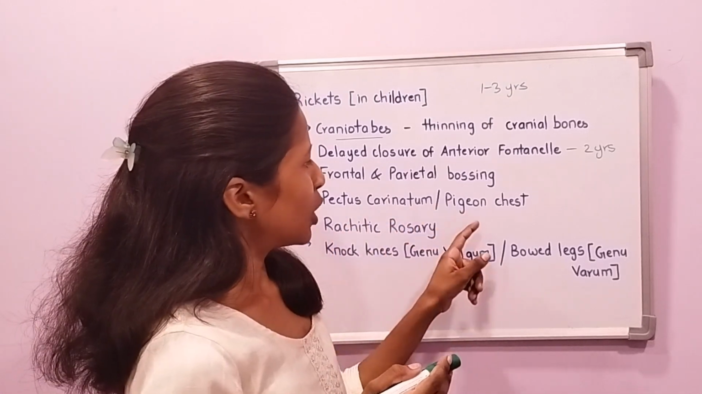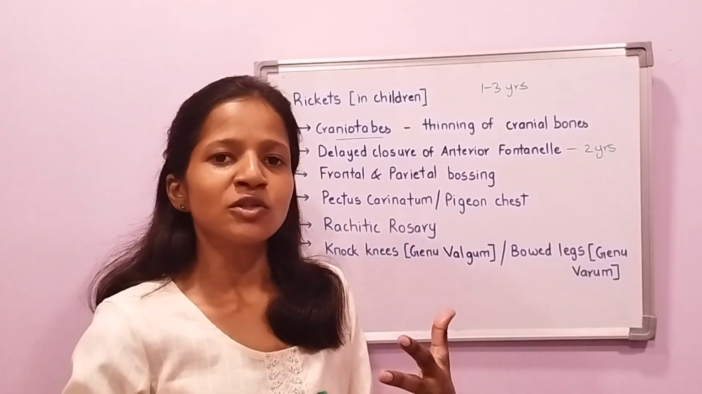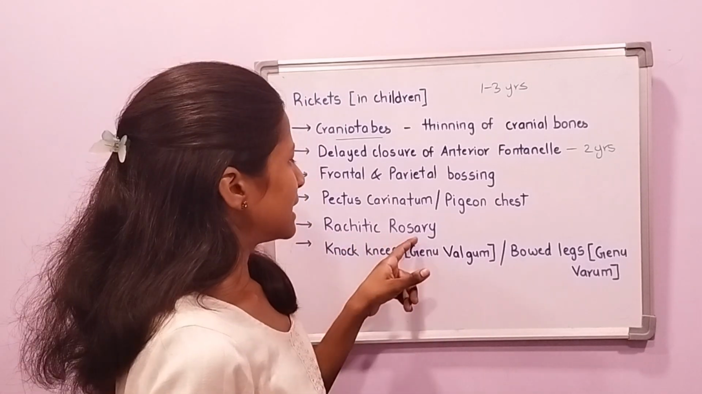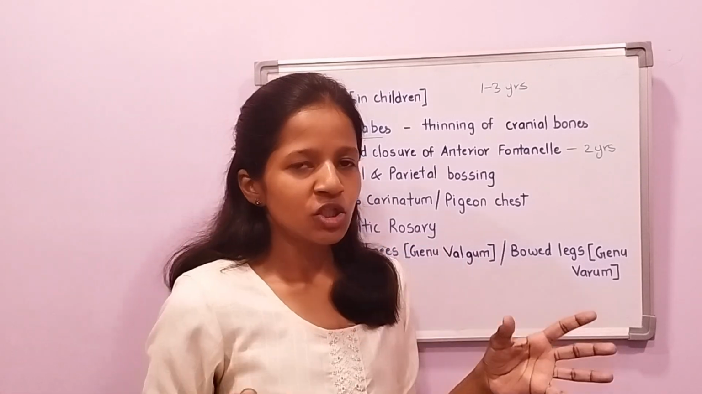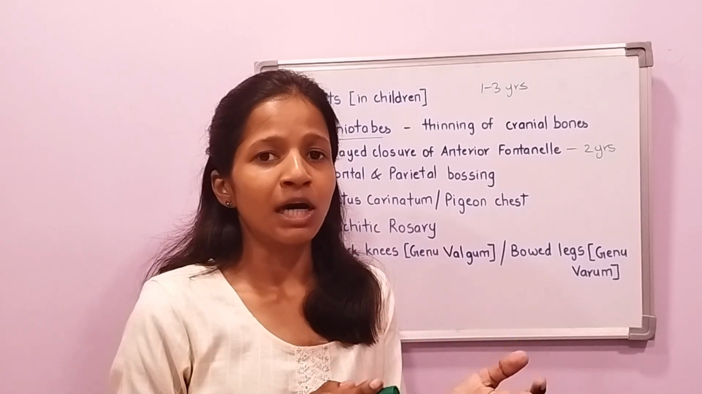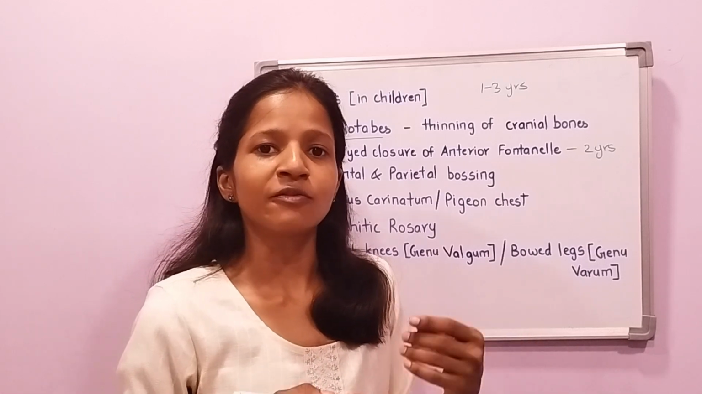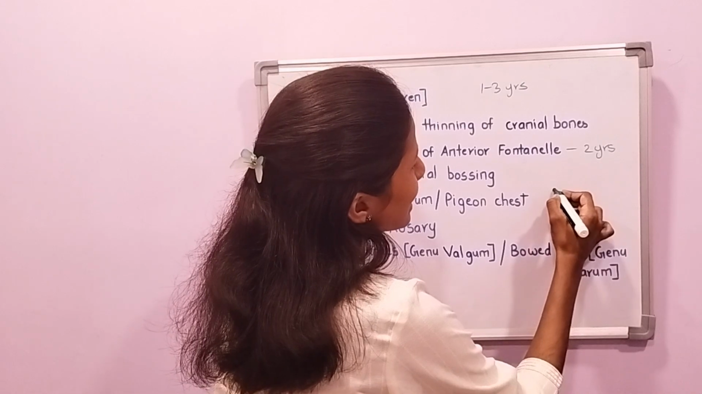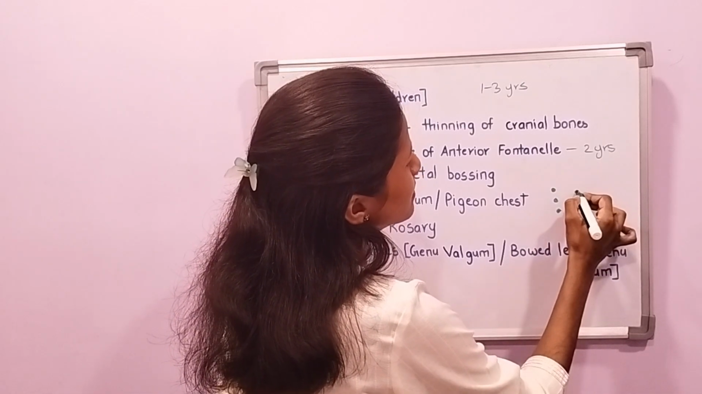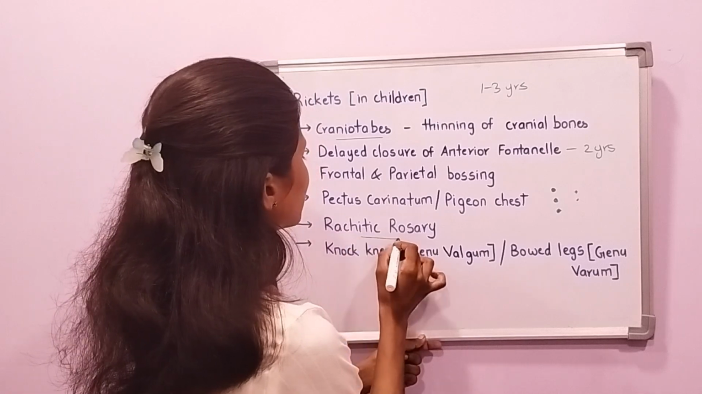Pectus carinatum or pigeon chest is an undue prominence of the sternum, so there is a protrusion of the chest area as well. Rachitic rosary. There is an extension or widening of the epiphysis at the wrist, radius, ulna, or at the costochondral junctions of the ribs. So a bead-like appearance or rosary-like appearance is found in the ribs. This is called rachitic rosary.